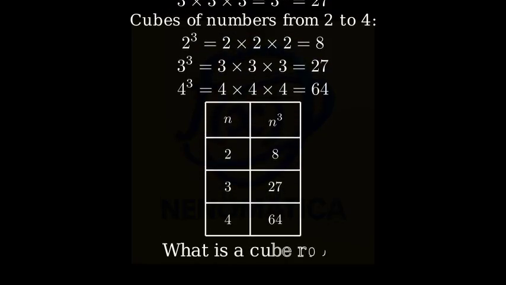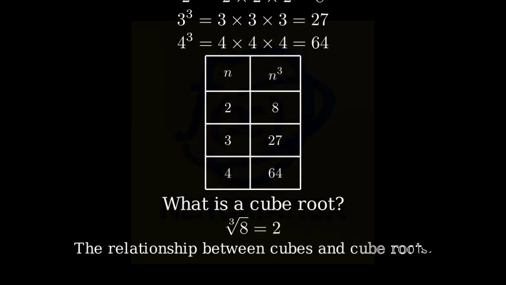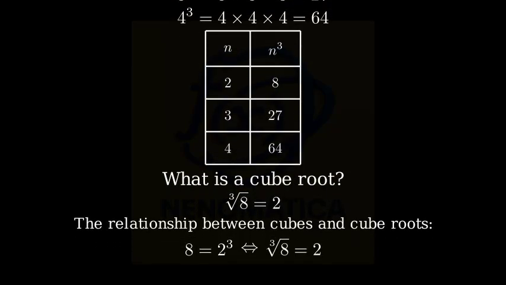Now, the cube root of a number is the reverse operation. If number 8 is a cube of 2, then we say that 2 is the cube root of 8. We write this as cube root of 8 equals 2. Therefore, number 8 is a cube, and its cube root is 2. We can express this relationship in 2 equivalent ways. 8 equals 2 cubed, and cube root of 8 equals 2.